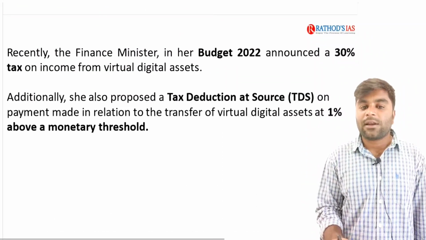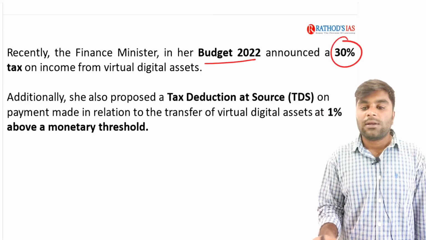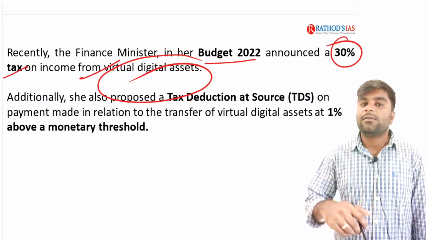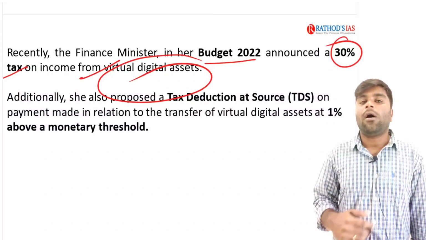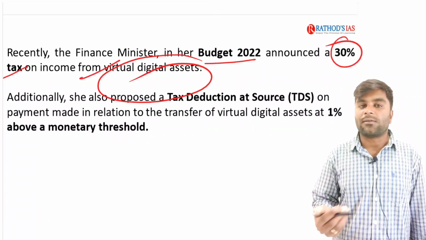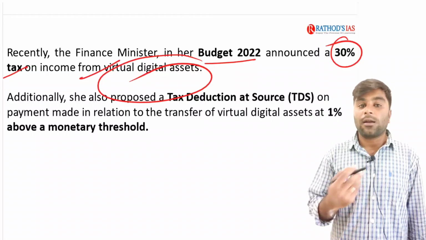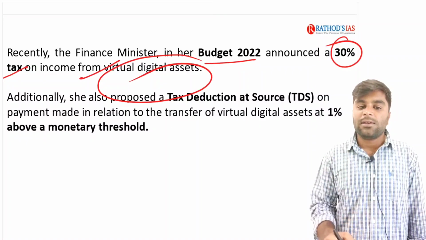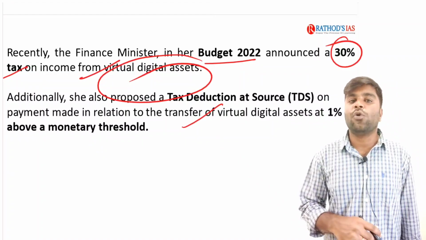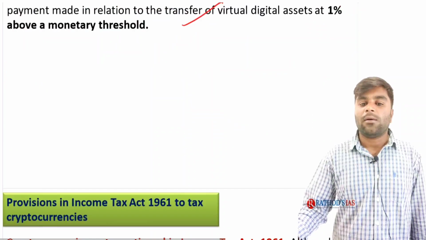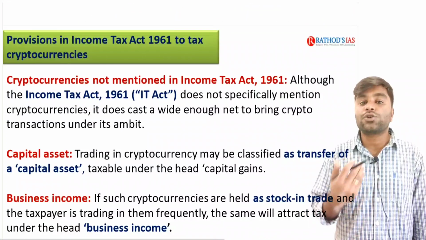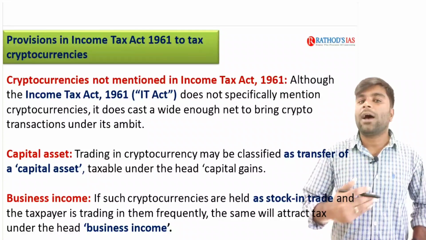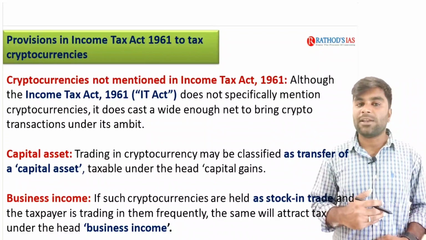Recently, the finance minister in her budget 2022 announced a 30% tax on income from virtual digital assets. This is very important. Recently, on the transactions of cryptocurrencies, Finance Minister Nirmala Sitharaman announced that there would be a flat tax of 30% on the transactions. This is a current transition topic which is going on in the economy. So, more or less the central government has given its nod and acceptance for the transactions of digital currencies in the country. Now we should analyze these topics particularly from the mains perspective.